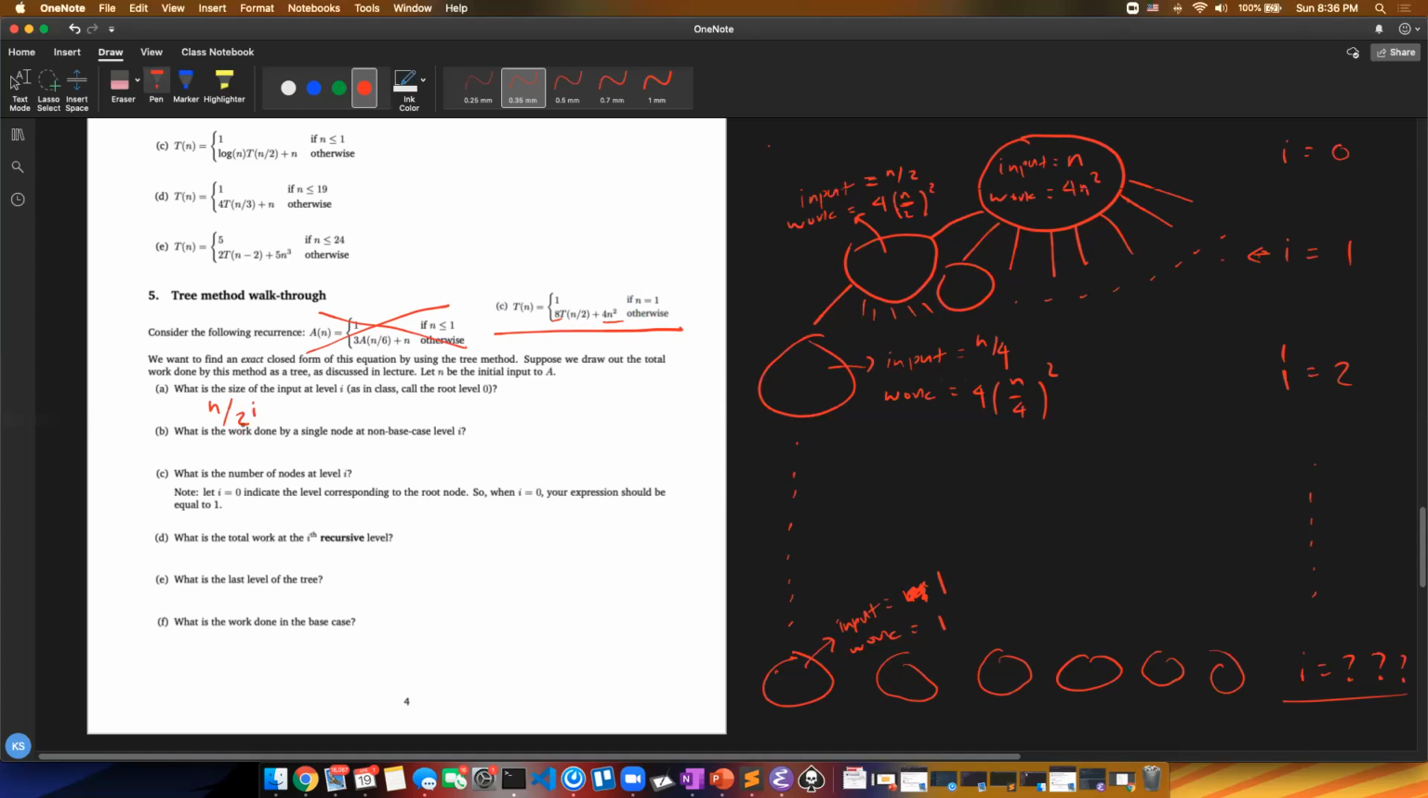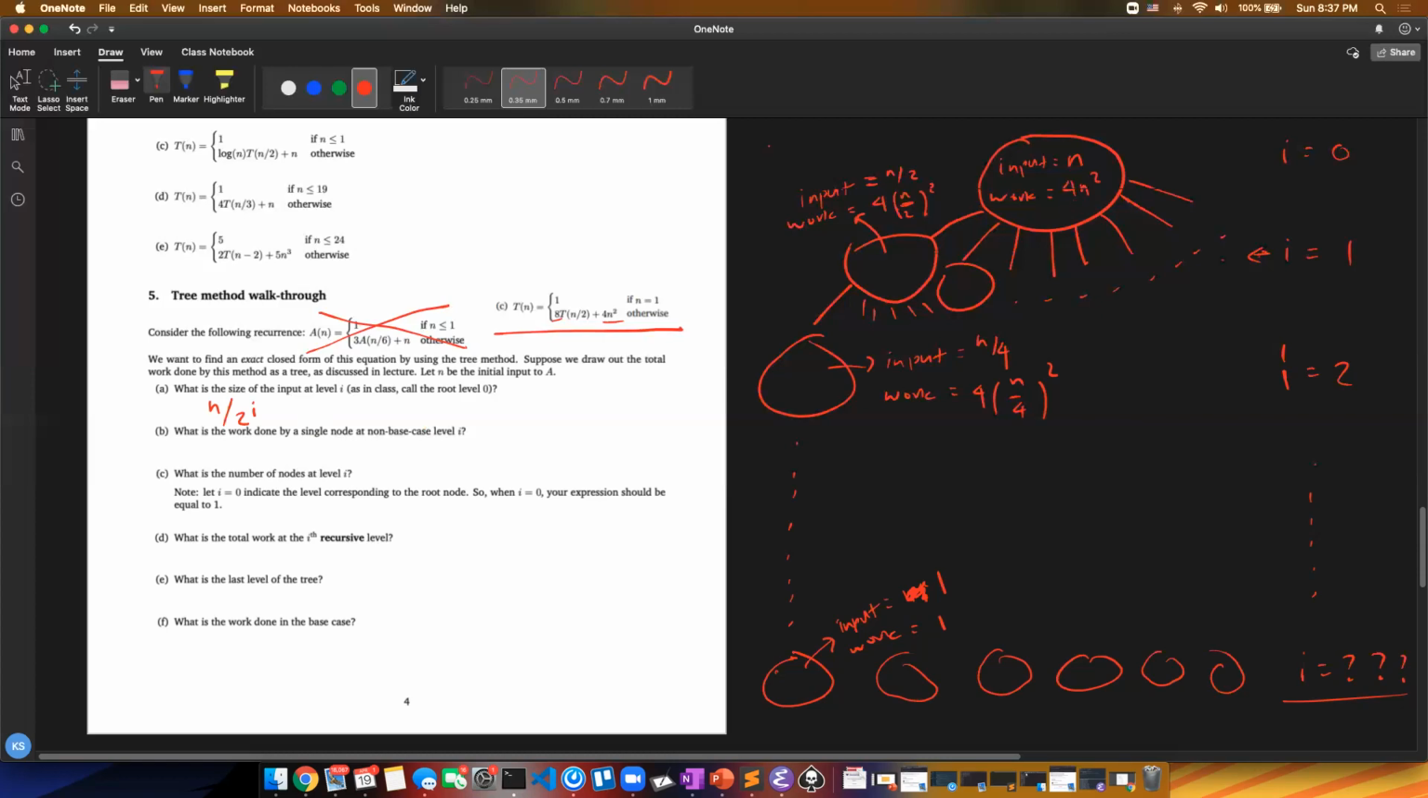And just for a sanity check, n over 2 to the i with i equal to 0 is n, right? And with i equal to 1 it is n over 2, and so forth. So this makes sense, right? And B asks, what is the work done by a single node at a non-base case level of i? It's asking, given a single node that is not the base case, we're not talking about this base case right here, can we model this single node's work done?